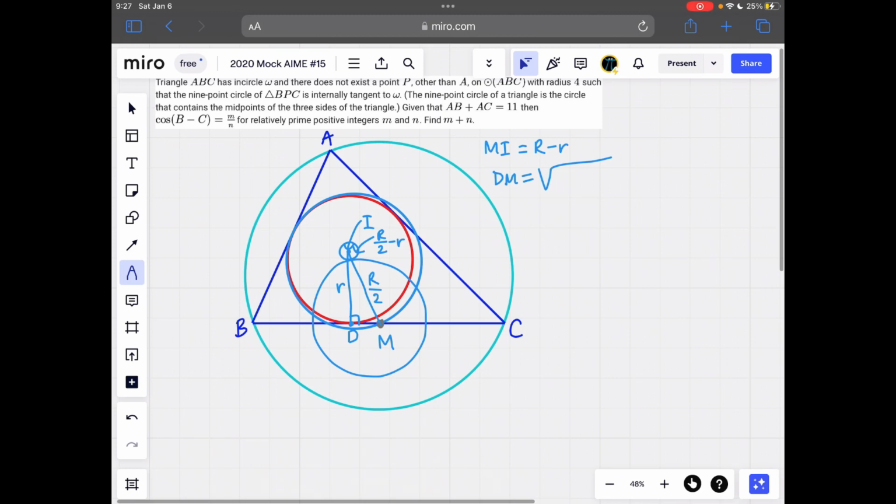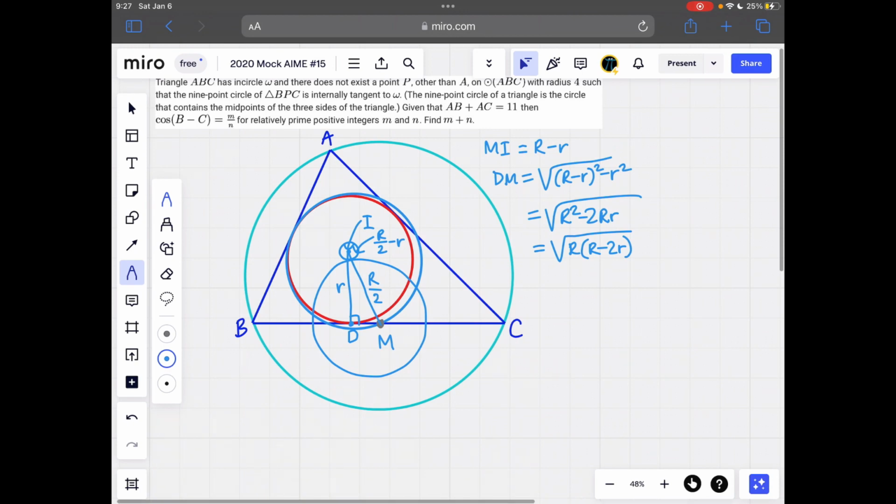It's the square root of mi squared minus id squared. That's the square root of big R minus little r squared minus little r squared. The square root of big R squared minus 2 big R little r plus little r squared minus little r squared. The little r squareds cancel out. This is just the square root of big R squared minus 2 big R little r, which is the square root of big R times big R minus 2 little r. So dm squared is equal to big R times big R minus 2 little r.